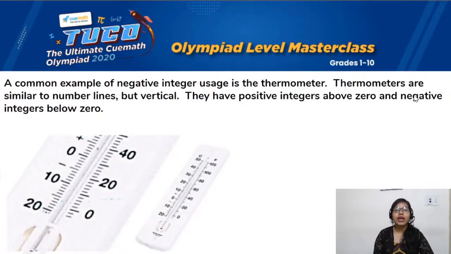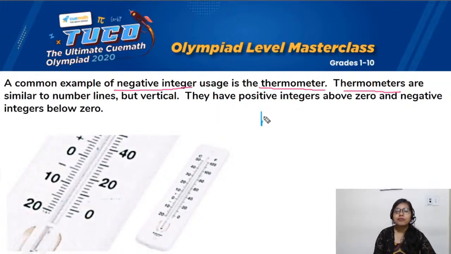Now, here we are going to go ahead with a very common application we find of integers in our day-to-day life. So here, if you all notice, we have a very common example of negative integers, that is the usage of a thermometer. Thermometers are similar to number lines. I would be coming to number lines in some time: what is a number line, how do you represent the numbers and integers on a number line, and so on. This looks like a vertical number line. They have positive integers above 0 and negative integers below 0.